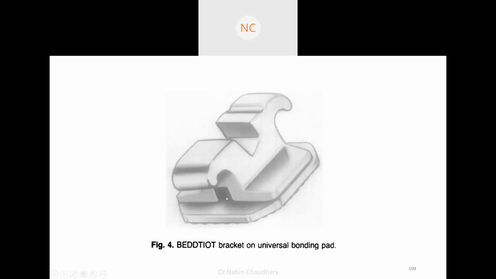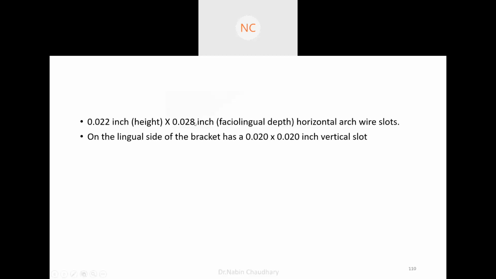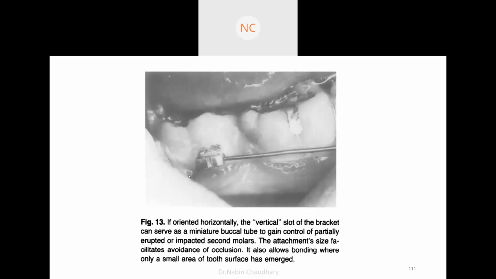This bracket can be simultaneously utilized to achieve the benefits of both the edgewise as well as the Begg mechanics. It has the 22 by 28 inch facial horizontal archwire slot, and on the lingual side of this edgewise bracket, it has the 20 by 20 inch vertical slot. And this bracket can also sometimes be rotated horizontally. Since it has the vertical slot, this bracket can be rotated by 90 degrees and placed on a partially erupted as well as an unerupted tooth, and sometimes it can act as a miniature buccal tube.